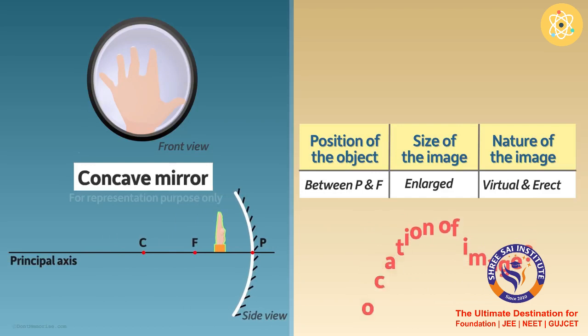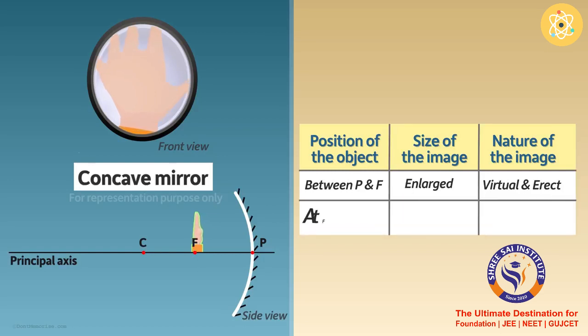For now, let's move this object away from the mirror and see how the dimensions and the nature of the image vary relative to the object. You will find that as I move this object away, its image gets even bigger. And when the object is at the principal focus, the image is huge. We say that when the object is at the principal focus, the image is highly enlarged. Is it a real or a virtual image? It is a real image.